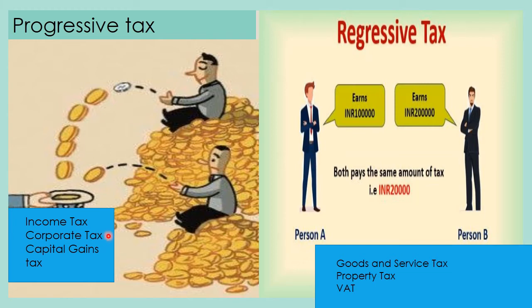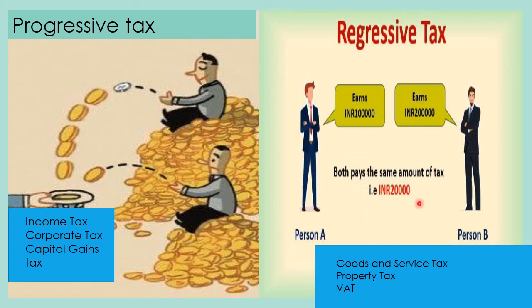You have the corporate tax here, which is the tax imposed on the profits made by firms. Then you have the capital gains tax, which is a tax made on the profits people or firms would make through the sale of some asset. It could be a property, it could be shares or bonds, and so on. As opposed to this, you have the regressive tax. You see here there is a person earning a sum of 1 lakh, person A, and a person B earning a sum of 2 lakhs.